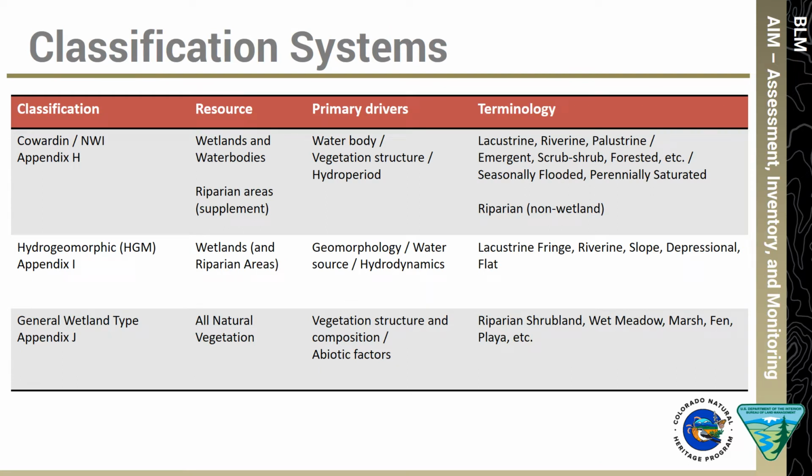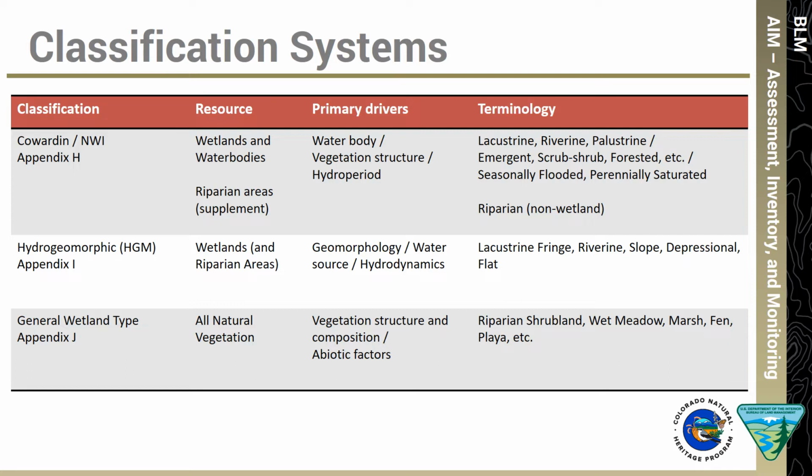The rest of this presentation will be about the three major classification systems used in the field protocol for riparian and wetland systems. The first two, the Cowardin classification and the hydrogeomorphic or HGM classification system, are standard wetland classification systems used across the country. The third is based loosely on the ecological systems classification developed by NatureServe, the umbrella over all natural heritage programs. Each of these classification systems is explained in more detail in an appendix of the protocol.